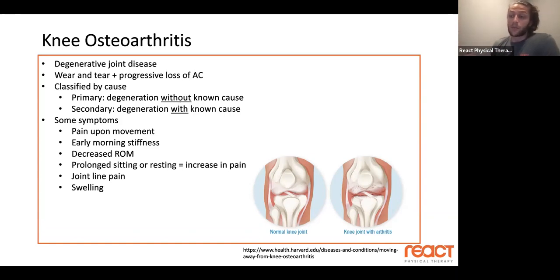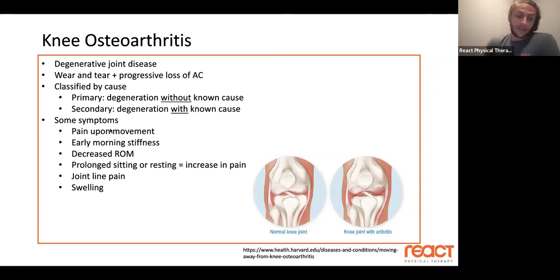Secondary talks about when we know there's a cause, whether that be some type of condition they have that's putting extra force into the knee. A lot of people who are obese have a lot of extra force going into those knees with each impact of walking or running, etc. And that can really speed up that degeneration process.